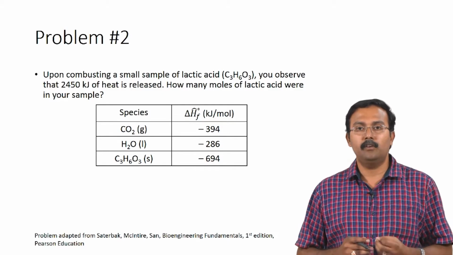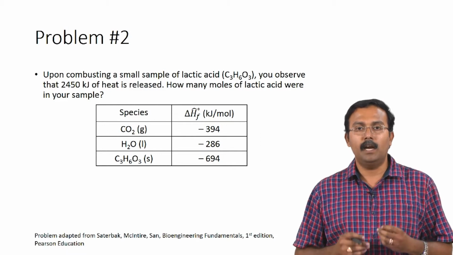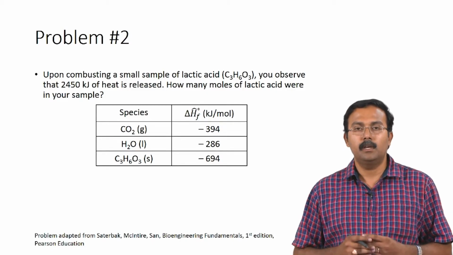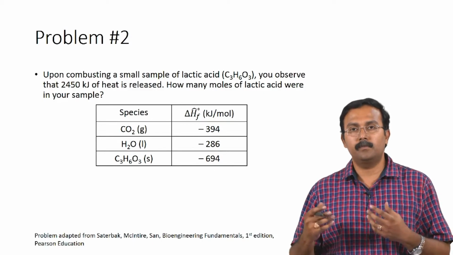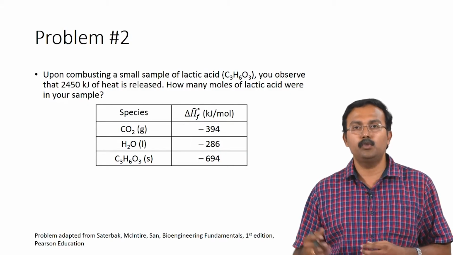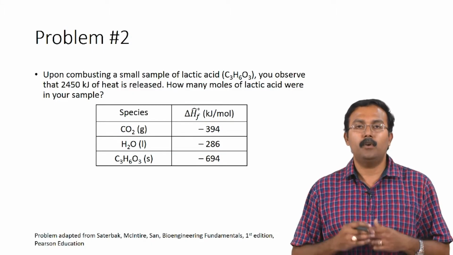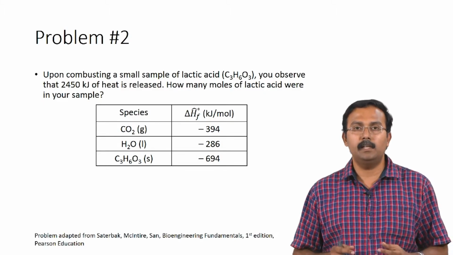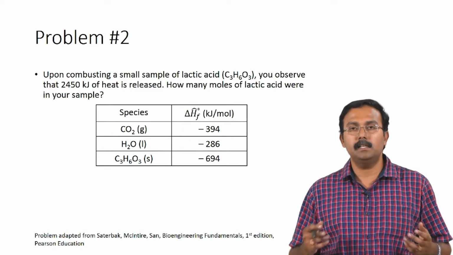So, you have been given the heats of formation again. Heat of formation for carbon dioxide and water has been given, and the heat of formation for lactic acid has also been provided to you. Now, we need to identify the number of moles of lactic acid combusted, so that a heat of 2450 kilojoules is released. For this, we need to know the heat of combustion for lactic acid. How would we calculate the heat of combustion? For this, we first need to write down the combustion reaction and identify the components which are present in the combustion reaction.